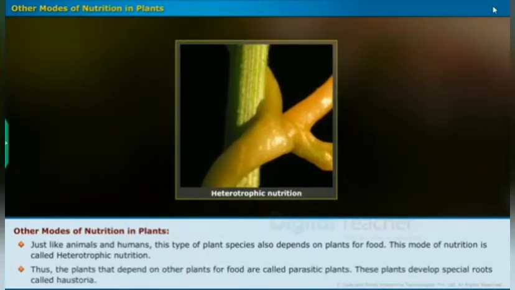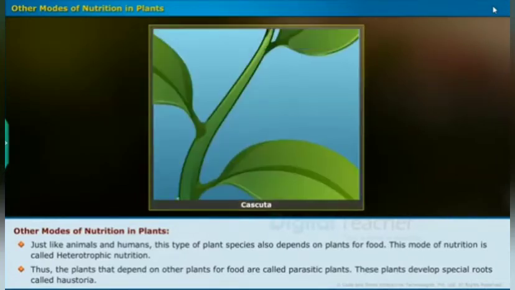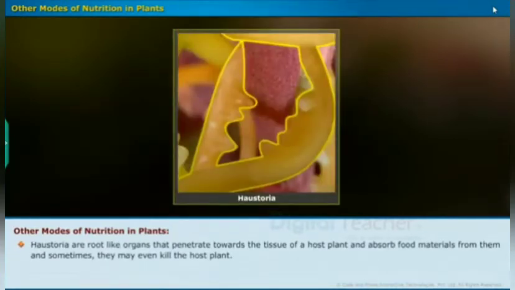Thus, the plants that depend on other plants for food are called parasitic plants. These plants develop special roots called haustoria. Haustoria are root-like organs that penetrate the tissue of a host plant and absorb food materials from them, and sometimes they may even kill the host plant.